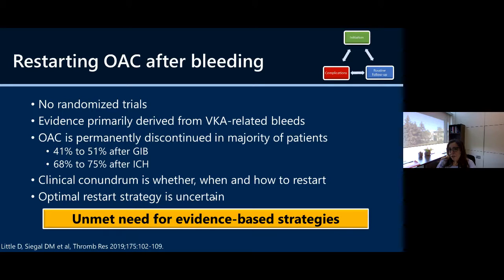But the other side of the coin is obviously thrombotic risk and what the outcomes are after thromboses. With atrial fibrillation, for example, 80% of people have death or disability after an atrial fibrillation stroke. So that's really important. The clinical conundrum that physicians face is whether, when, and how to restart anticoagulants. We don't really know how to do that very well. We don't have an evidence base.